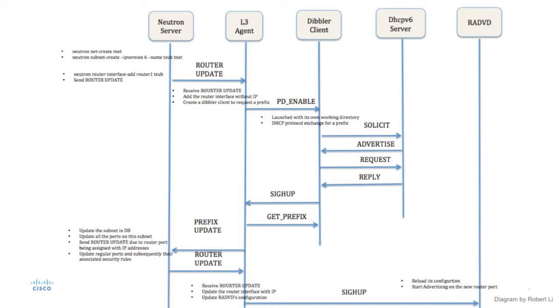And the Dibbler client then communicates back to your Neutron server using the SIGUP mechanism, which tells the agent, hey, I've got a prefix, I've stored it away in a file somewhere, and I want you to go and retrieve it. So the L3 agent then opens up that file, retrieves the new prefix, it knows which subnet it belongs to, and it calls off a new prefix update process back to the Neutron server, which updates the subnet, the router, and all of the instances connected to that subnet.